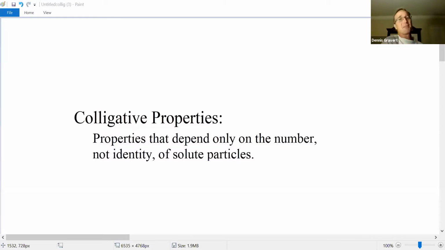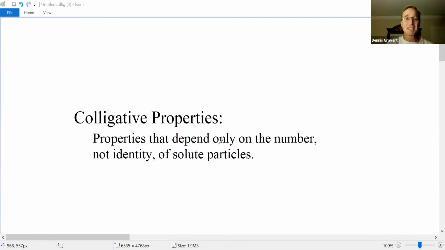Hi, everyone. Let's talk about something called colligative properties. Yeah, that sounds a little scary. At least that's how I felt when I was a student. I remember thinking, colligative properties? What the heck is that? Never even heard of that word.